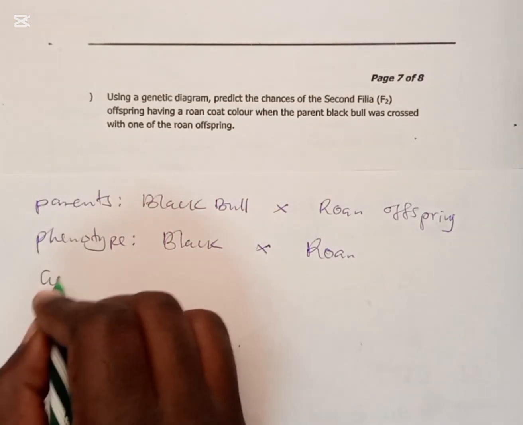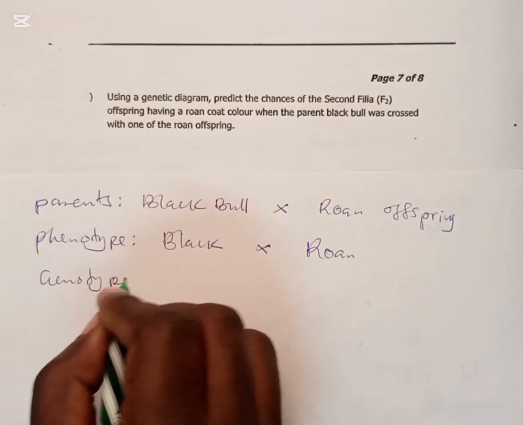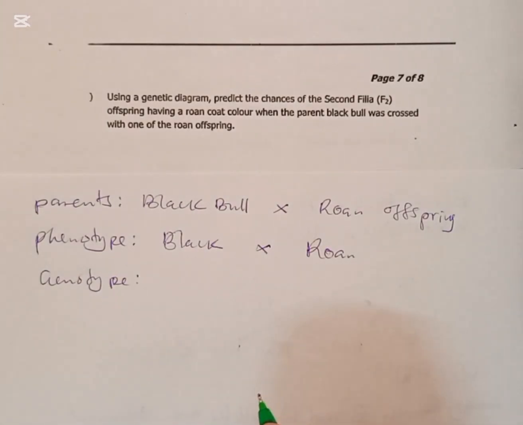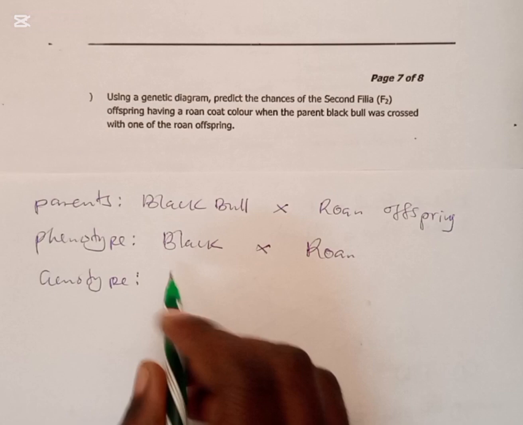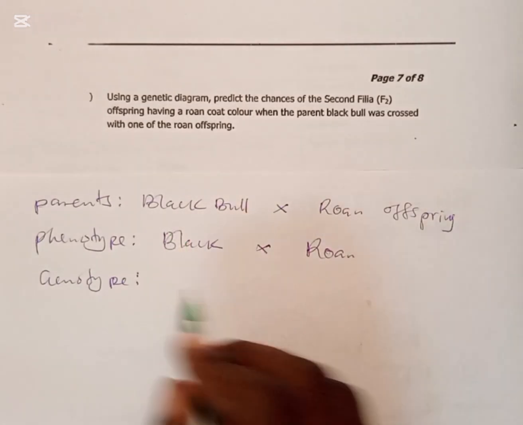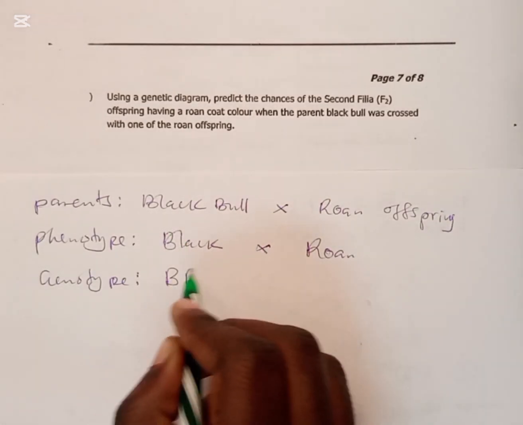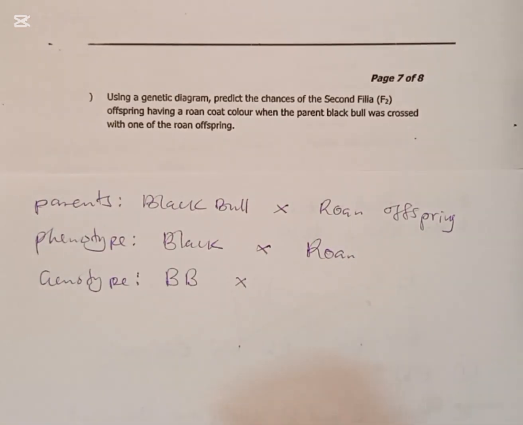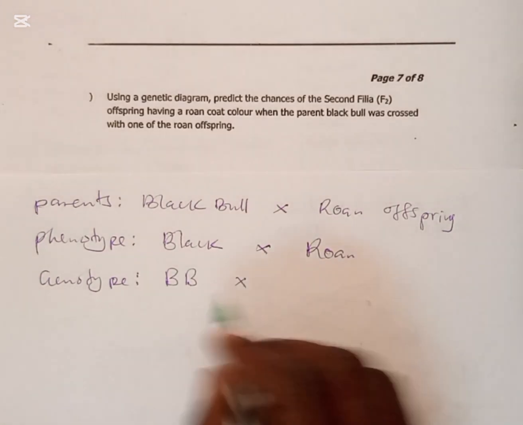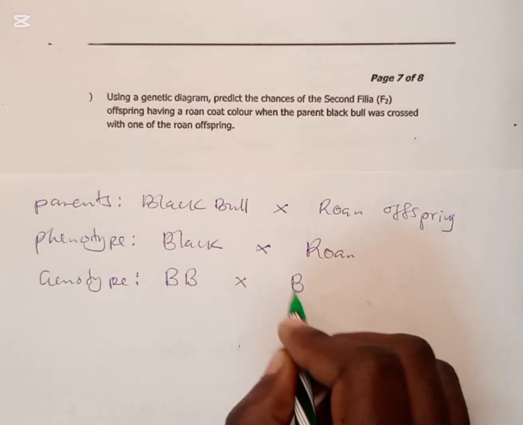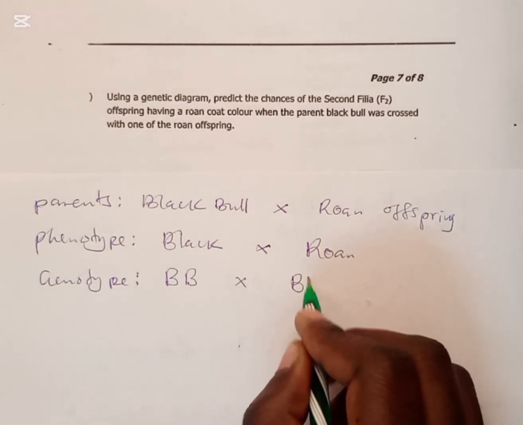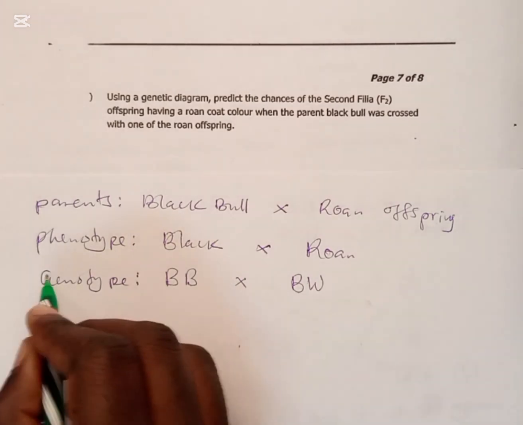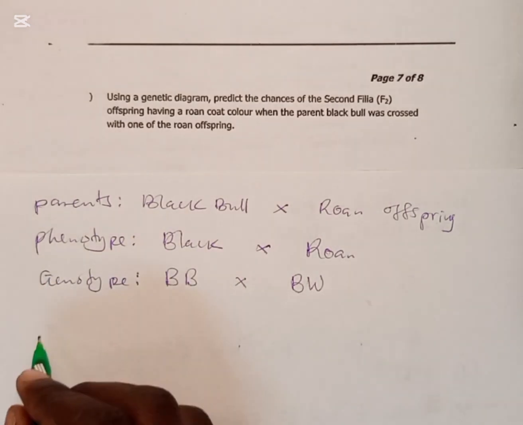And then let's have our genotype. Now the genotype is simply the genetic makeup of an organism. Remember that black, looking at the alleles that we had previously, we had this type of alleles. So we're crossing this with a roan type of allele, which in this case happens to be B, capital W. And then the next thing that follows is where now you need to have what we call gametes.